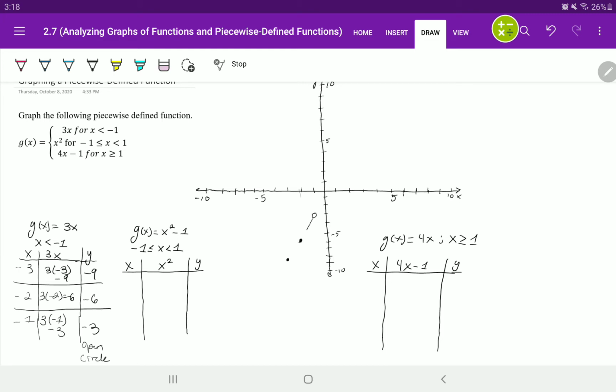And then now we can connect the coordinates. And because x is less than -1, it's going to go down forever and ever and ever. Let's do this one more time, make it more straight.